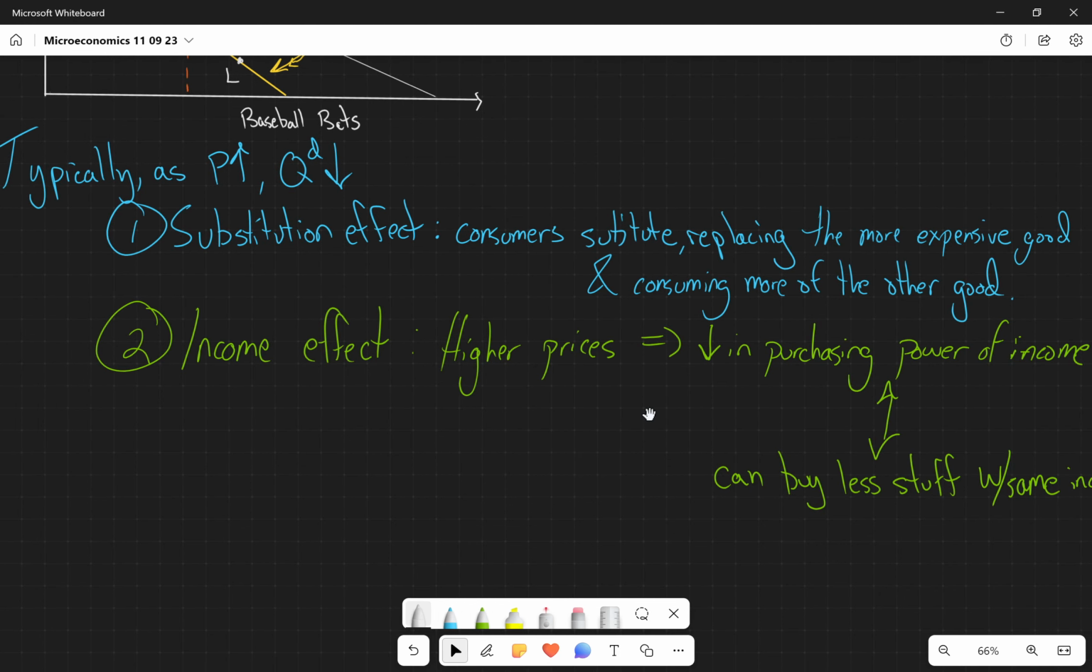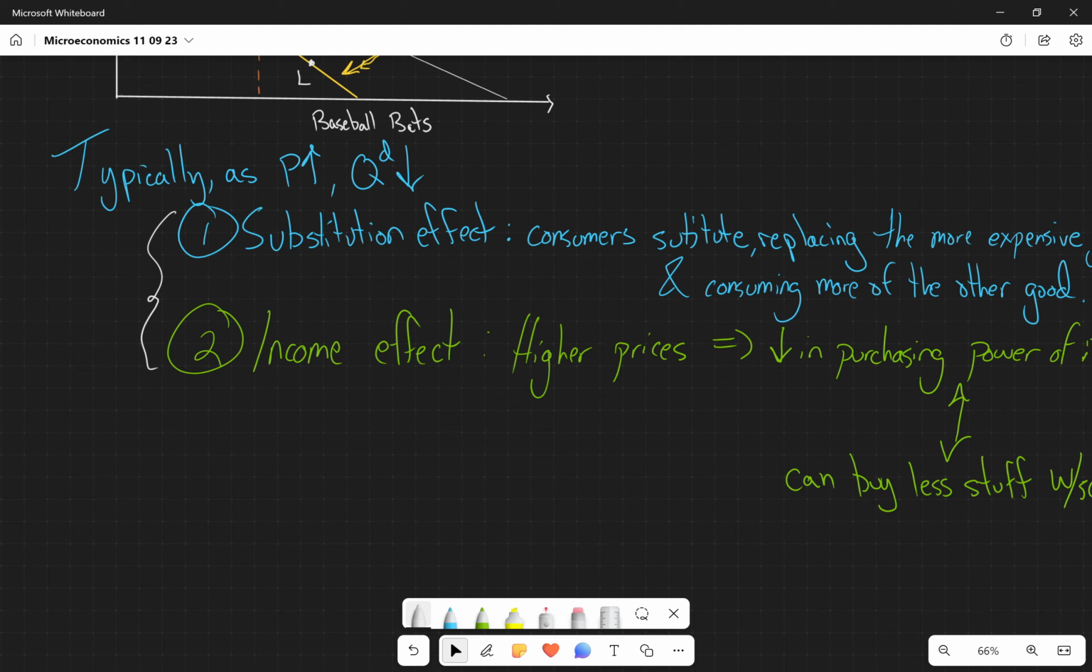So these two things always happen simultaneously. Questions on income or substitution effect?